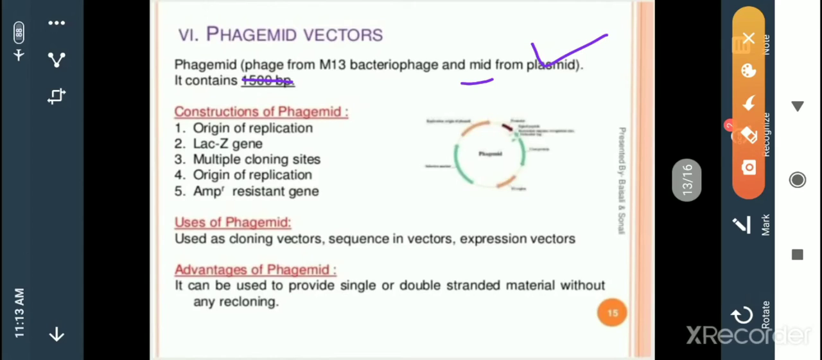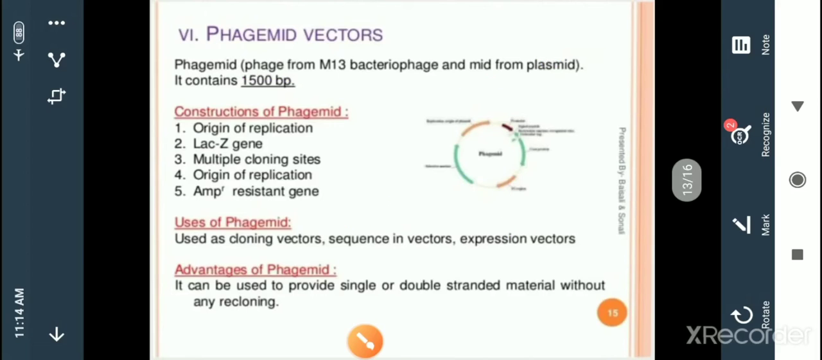This is a hybrid type of vector which shows two different types of vectors, the plasmid and the bacteriophage, and it shows the characters of both. In the name itself we can see that phagemids means phage from the bacteriophage and mid from the plasmid. It shows both characters, and regarding the size, it consists of approximately 1500 base pairs.